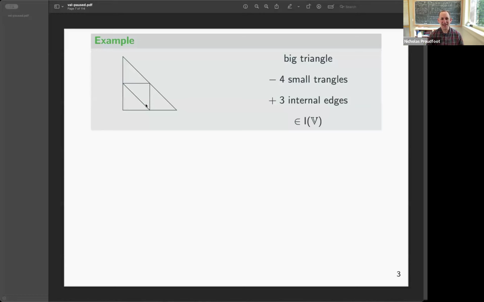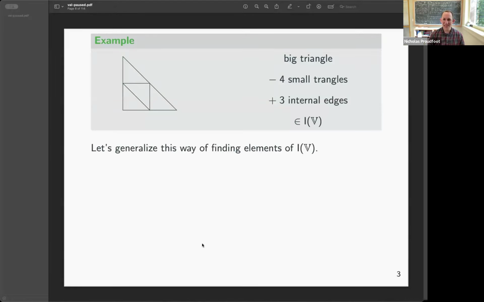Here I have a triangle subdivided into 4 smaller triangles. And if I take the big triangle minus the 4 small triangles, that's almost 0 in terms of the indicator functions, but it's not quite right on the edges. And I add the 3 internal edges, then that sums to 0 in terms of the indicator functions. You have to think for a little bit to convince yourself that it's really 0 at all the vertices, but it is.